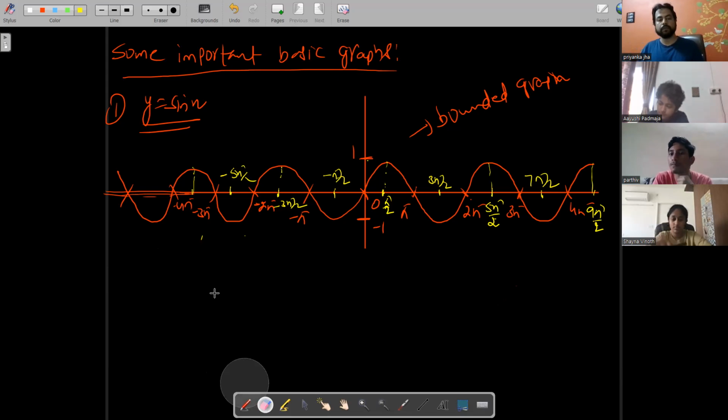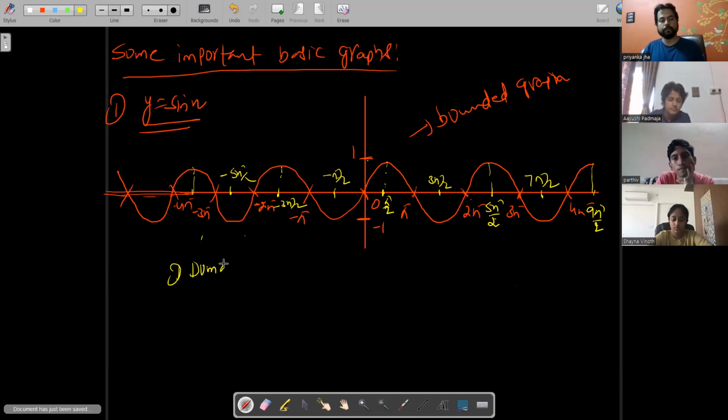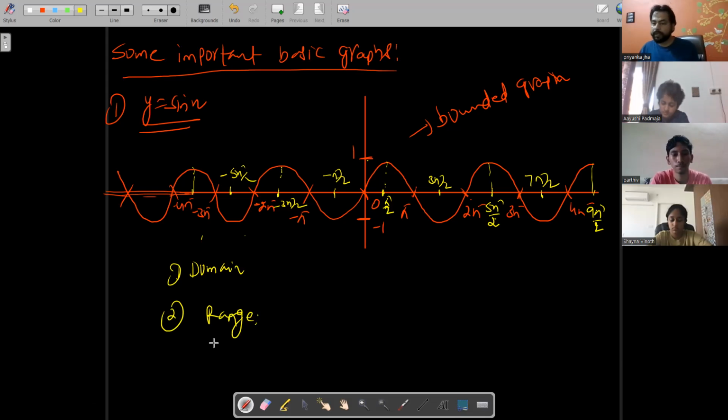Now you can see there are two terms. First one is domain, and second thing is range. Domain means all those values of x where any function exists. It means that the function will be defined, meaning the function can give you some definite value. So all values of x where the function exists are known as the domain.